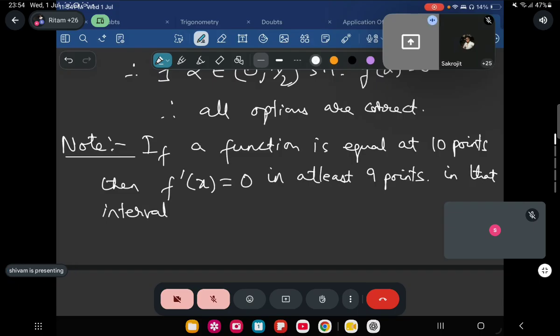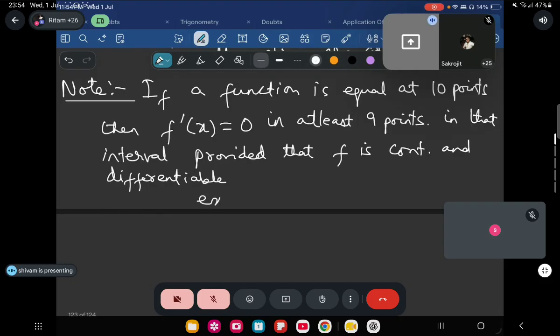Provided that f is continuous and differentiable in the interval, okay? f is continuous and differentiable.